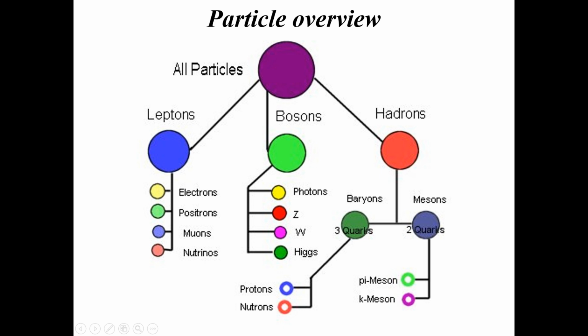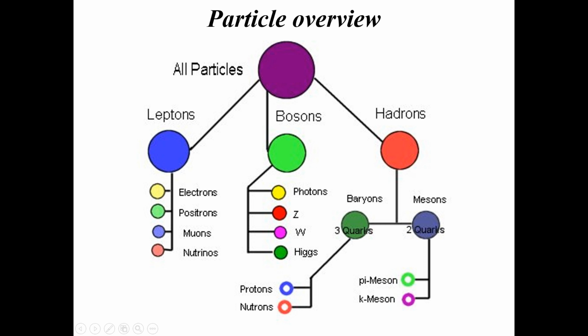Bosons, on the other hand, are a group of particles that contains photons, neutral bosons, charged bosons and Higgs bosons. Hadrons, on the right-hand side, are further divided into two main groups. The first group is called the baryons. Baryons are particles made from combinations of three quarks. And mesons are particles formed from combinations of quarks and antiquarks.